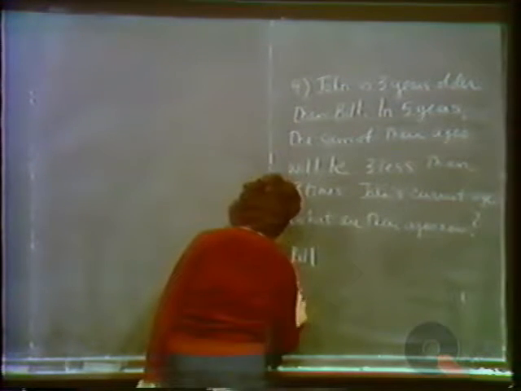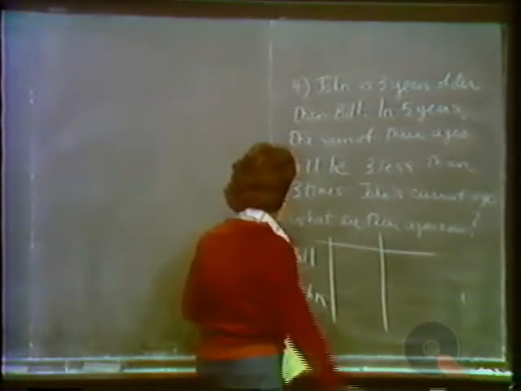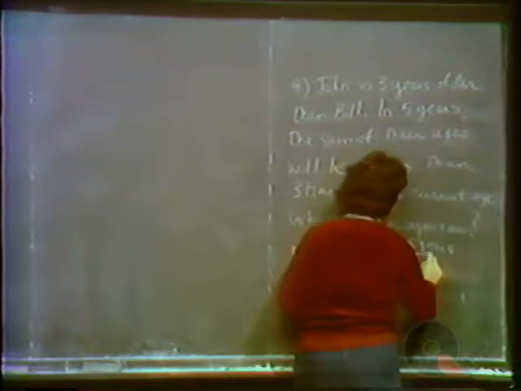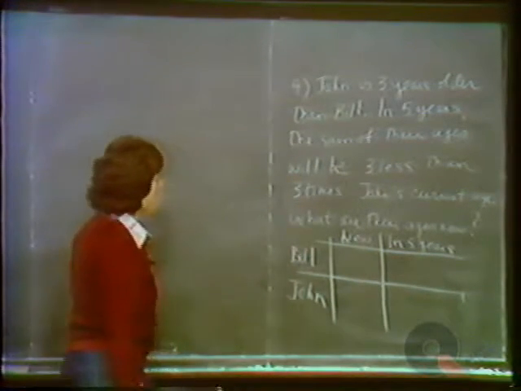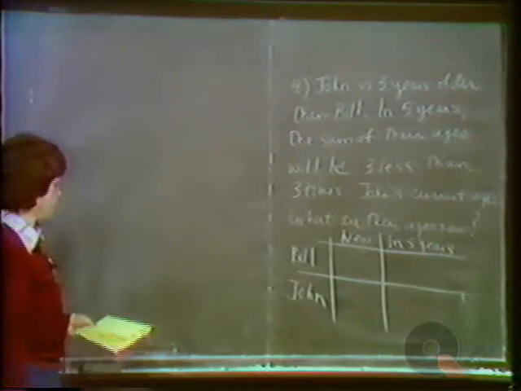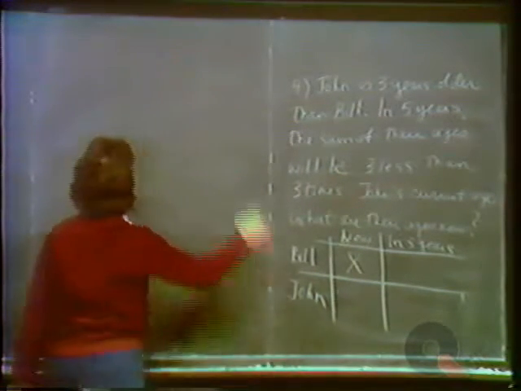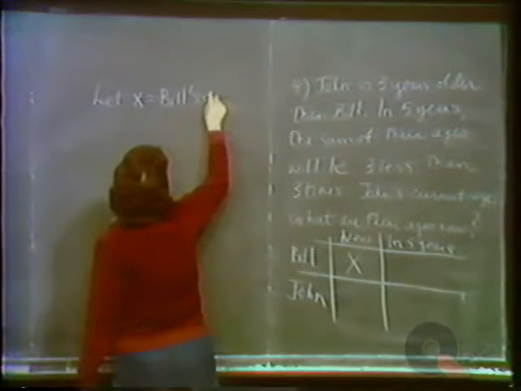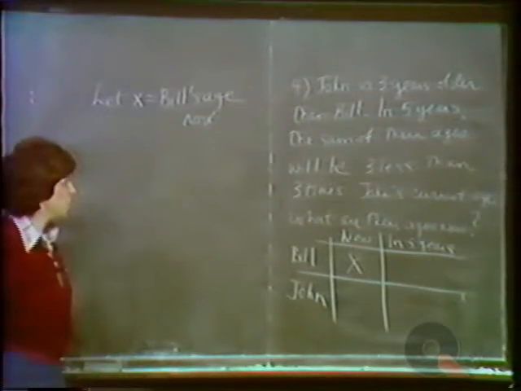Bill, John. Now, and in 5 years. Okay, we have to start someplace. Since John is 3 years older than Bill, let's let X represent Bill's age now. Let X equal Bill's age now, his current age.